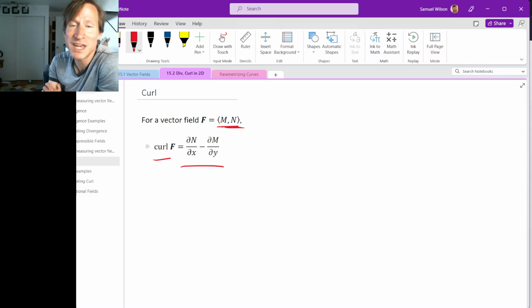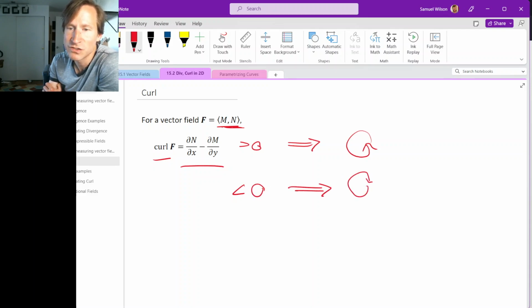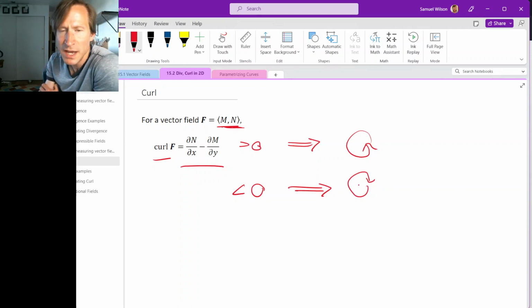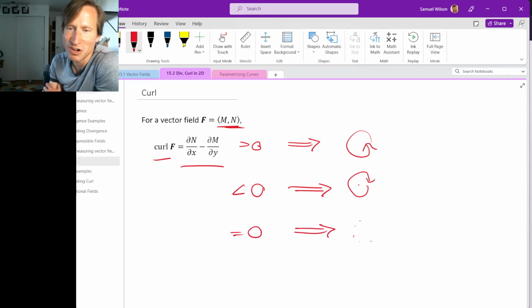And again, the reason that we care about curl is when this is positive, the vector field circulates counterclockwise about the point. If we plug in a point and we get a negative number for curl, then the vector field is circulating clockwise around the point that we plugged in. And of course, if it's equal to 0, then there is no circulation at all. I don't know how to draw that. I'll just draw a dotted circle. So let's work this out for a couple of examples.